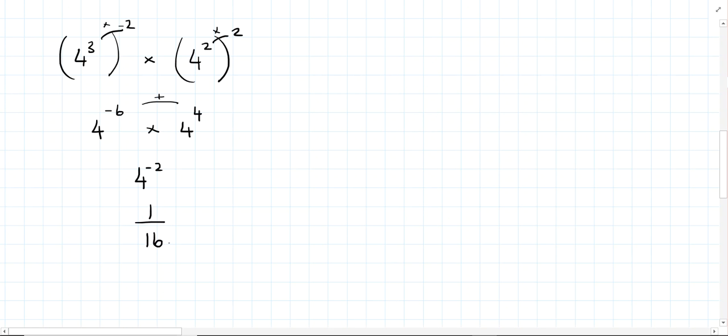My issue was at the very first step: instead of adding indices of the same base when they're being multiplied, I just multiplied them, for no reason. And that's how I got 4,096. You got that too? Yeah. No, I got 36,506.